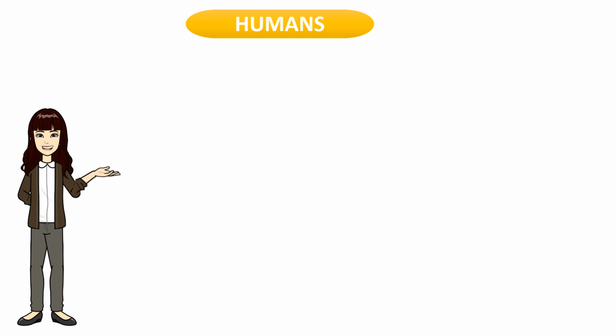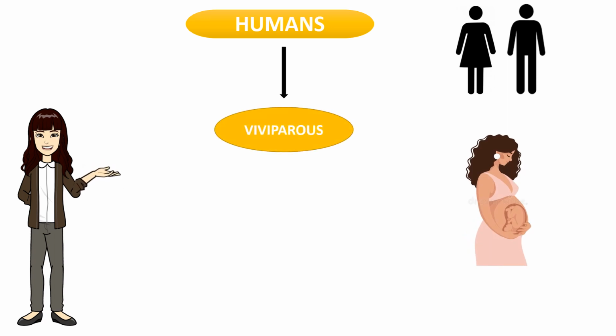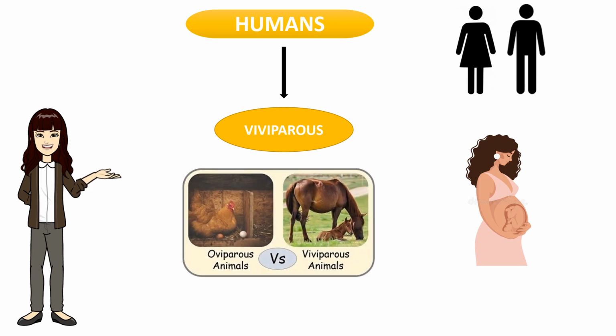Humans reproduce sexually, which means humans need two individuals, a female and a male, to give birth to a young one. Humans are viviparous. In viviparous animals, fertilization and development of the embryo take place inside the individual and they give birth to a young one, which we call a baby. Whereas in oviparous animals, they don't give birth to a young one, but instead they lay eggs.